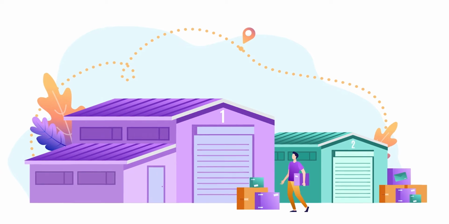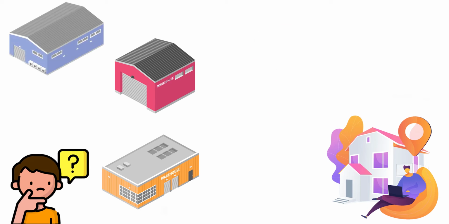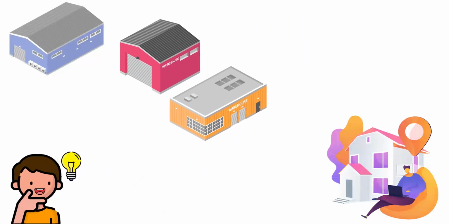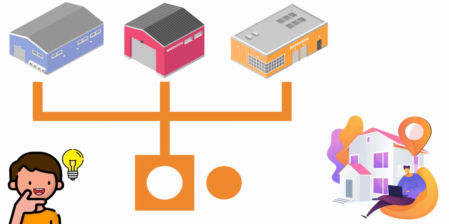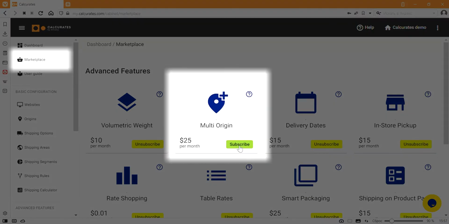The cost of shipping highly depends on the location you ship from. When you ship from multiple locations or vendors, managing and displaying accurate shipping rates at checkout become a real pain. And this is where Calcurates' multi-origin shipping feature comes to the rescue. Multi-origin shipping is an advanced feature that can be added from the internal marketplace in your Calcurates account.